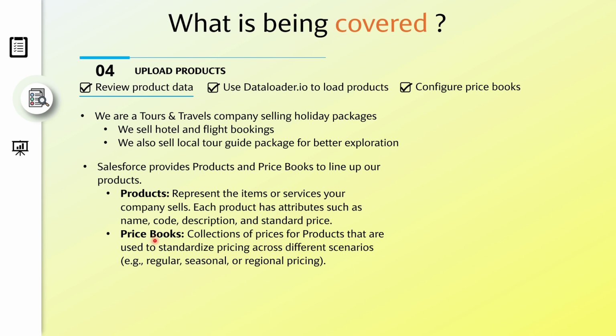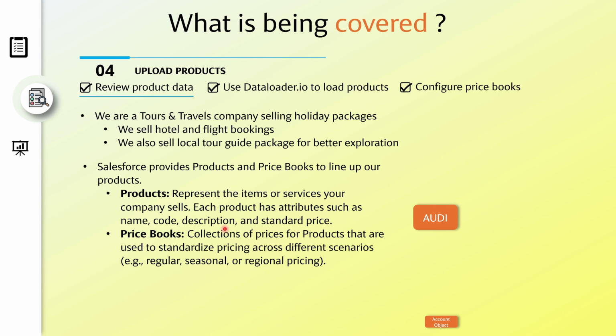So all these products are grouped into a price book, right? For instance, in our case, if we are a tours and travels company, we will be having some specific holiday packages for summer and specific holiday packages for winter. So we can have different price books for summer and winter based on the season, and can enable or disable these price books so that we do not sell winter packages in a summer season, similar to that, right?